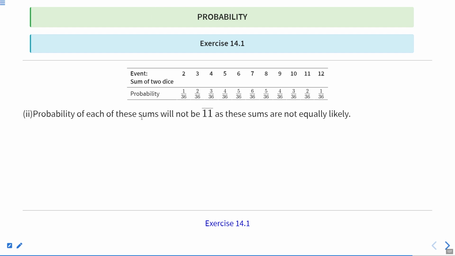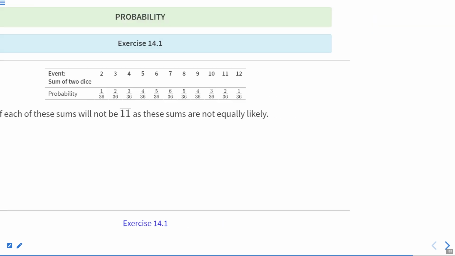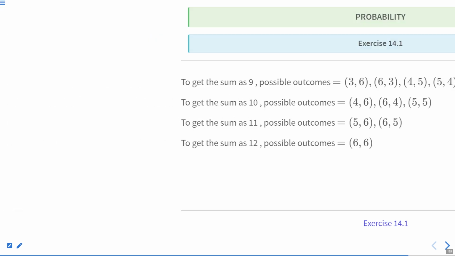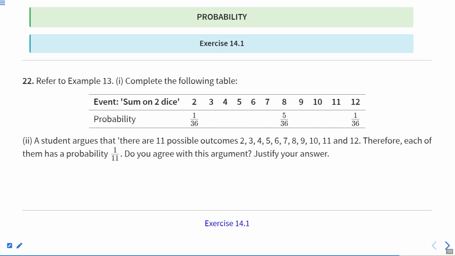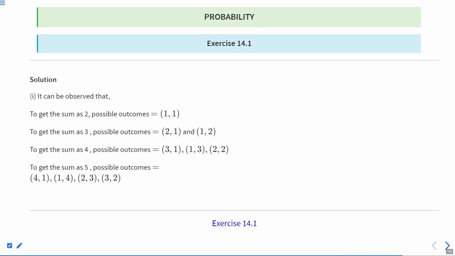So now probability of each of these sums will not be 1 by 11, as these sums are not equally likely. So the argument that each of them has a probability 1 by 11 is not a true argument, and I do not agree with this argument. Okay, so now let us move to the next problem.